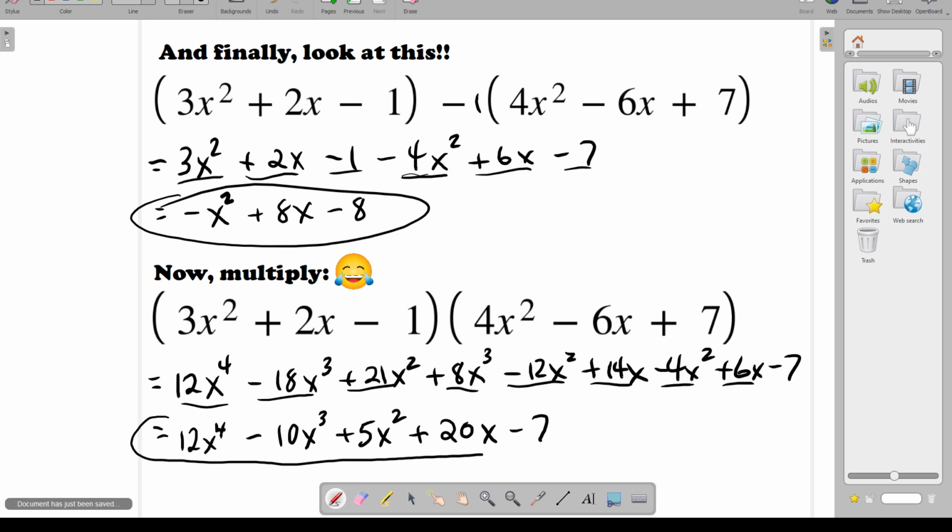So take a look at what happened when we subtracted the two expressions. You can see that we end up with this as our answer. But if we take the two expressions and multiply them, each thing gets distributed. We end up with this as our final answer.